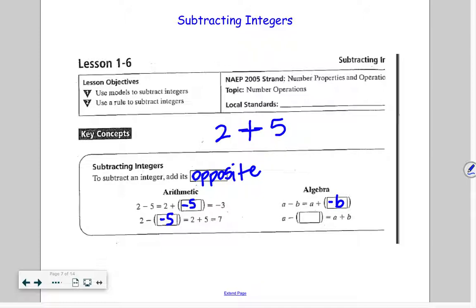Okay? So down here, same thing. We're going to put a minus something, change subtraction to addition. They're showing us it's positive sign, so in parentheses it should be a negative.